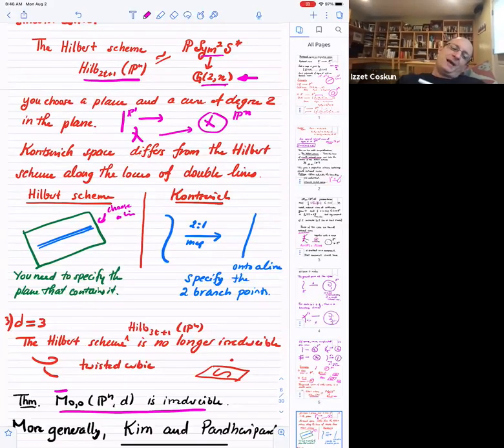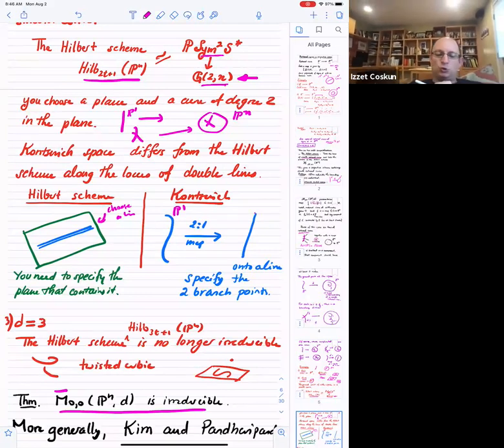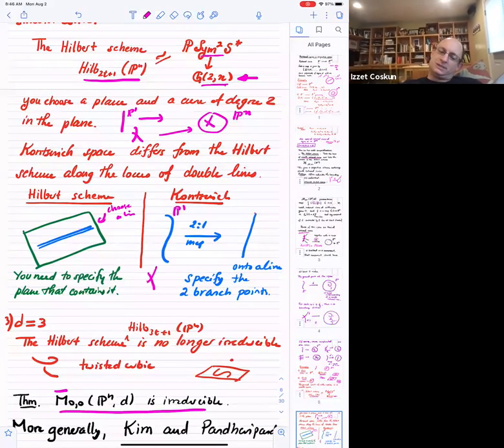In the Kontsevich space, how do you get the double lines? The way you get the double lines typically is that you have a 2-to-1 map. So you have a map from an irreducible P1 to a line, typically, right? And this is a 2-to-1 map. Of course, it could happen that the domain curve breaks into two pieces and both map onto the same line. But that's a pretty special thing that happens, in the limit of these things.